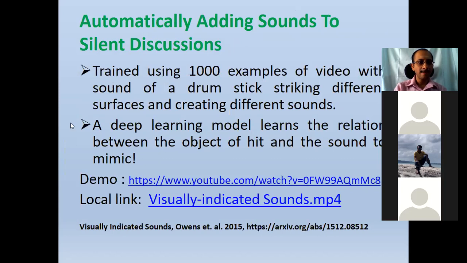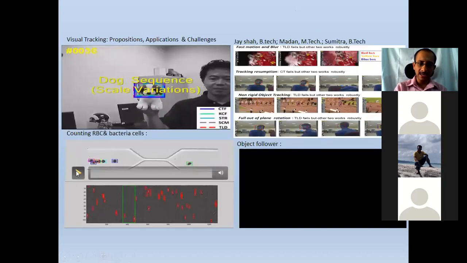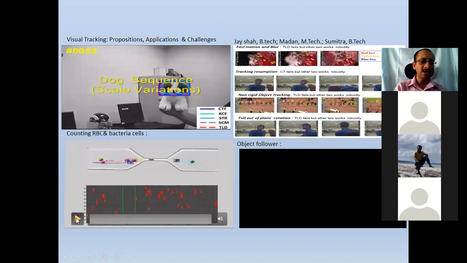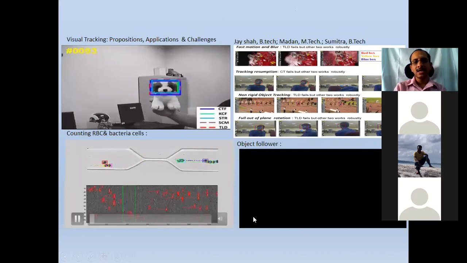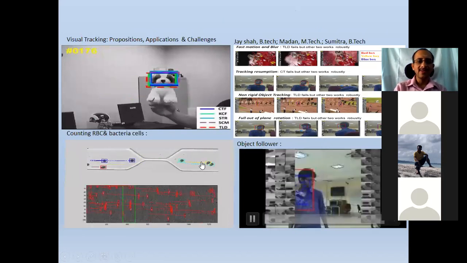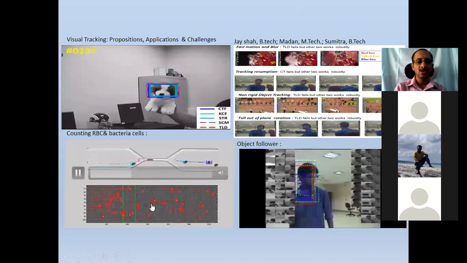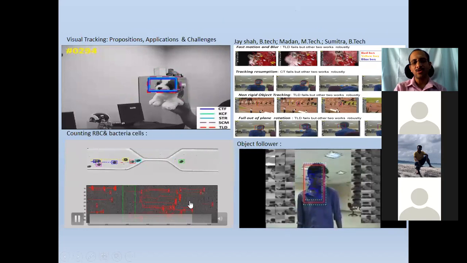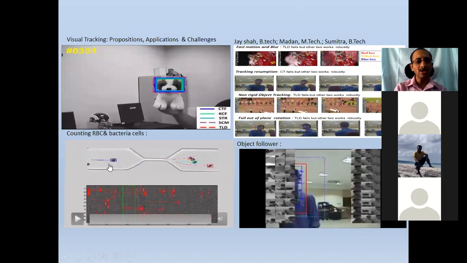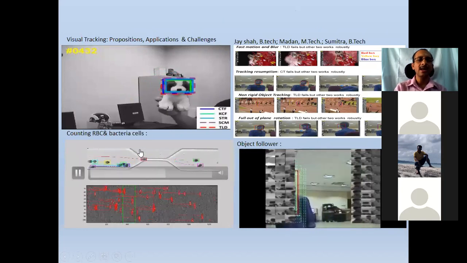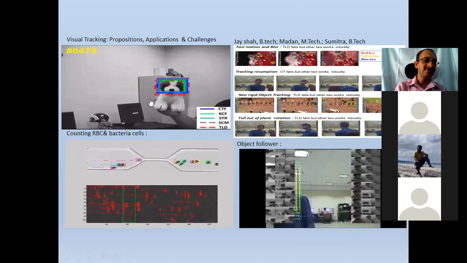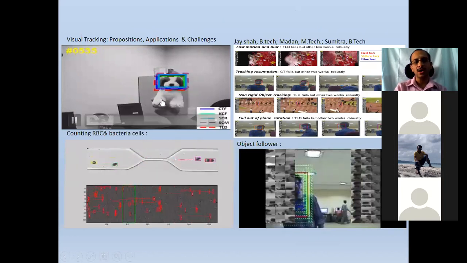Okay, this is another important field of applications of visual tracking. You can see that we are trying to track here the red blood cells in imaging flow cytometry. Here, bacteria cells in imaging flow cytometry. This will help us to count the number of cells, to identify which are the cells, properties of cells and so on.